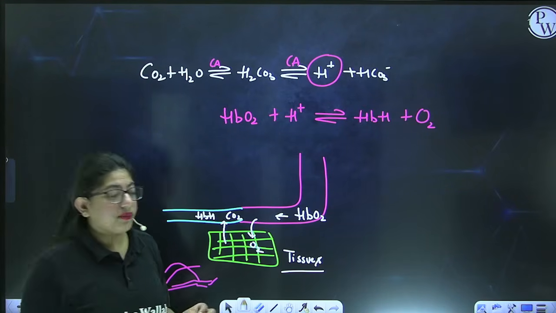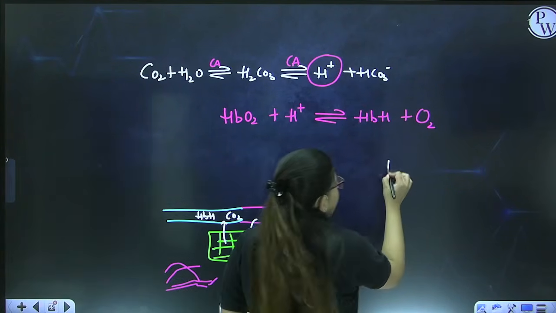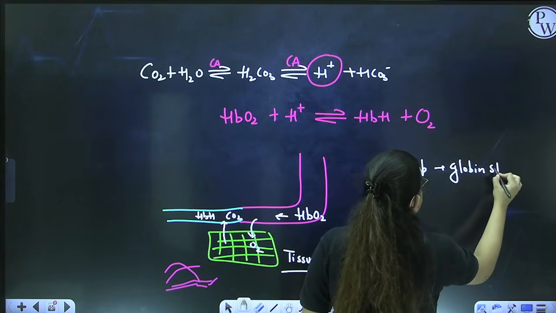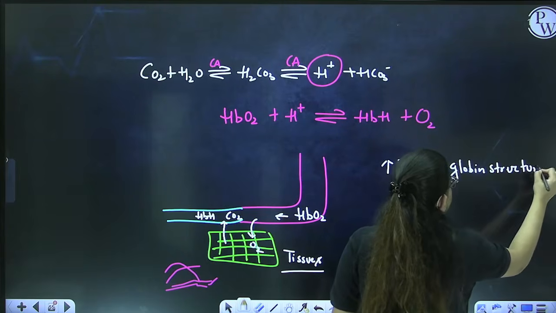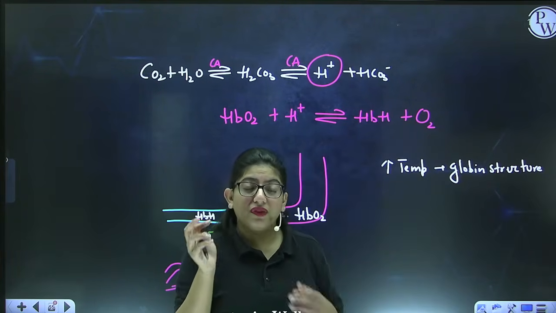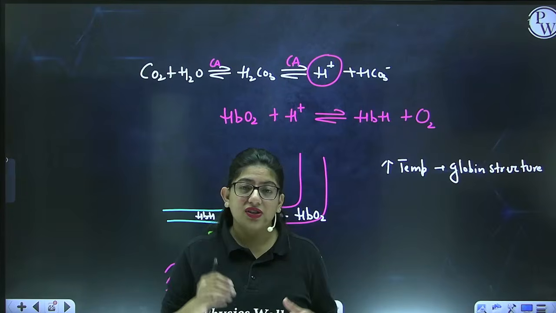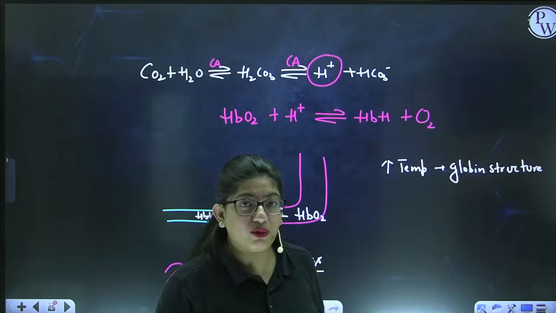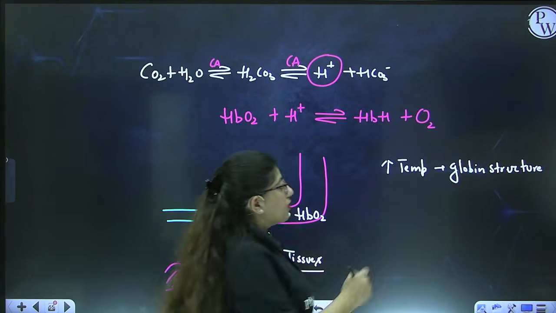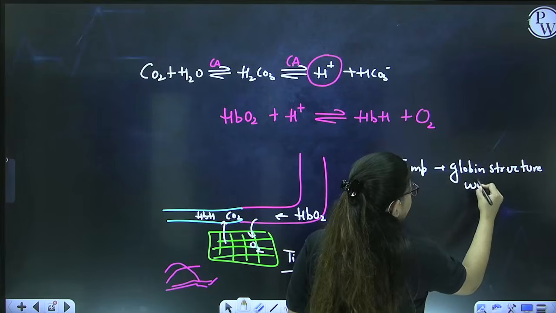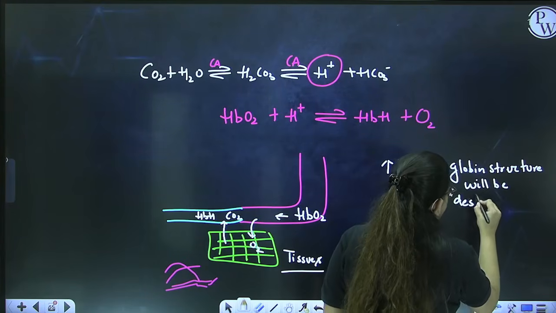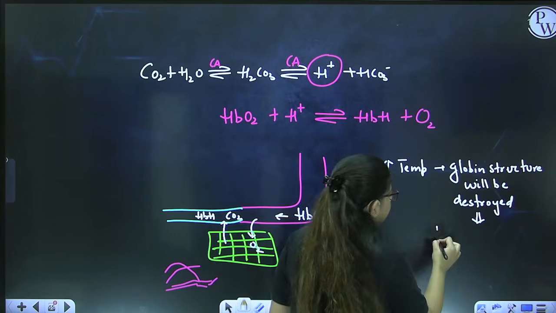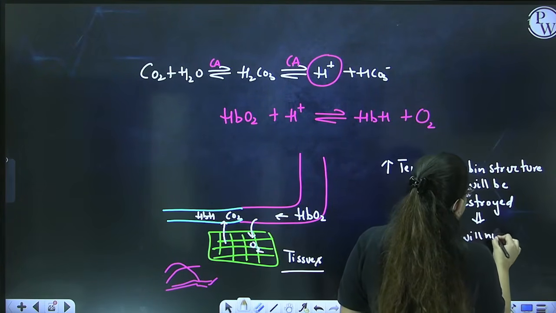Now, what about temperature? Whenever there is an increase in temperature, the globin structure of hemoglobin gets destroyed. If it gets destroyed, will the entire structure be intact? No. If the entire structure is not intact, how will oxygen bind with the hemoglobin? So that will lead to dissociation. Imagine this structure is completely destroyed. Hemoglobin will not bind to oxygen.